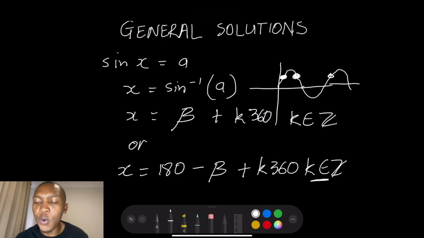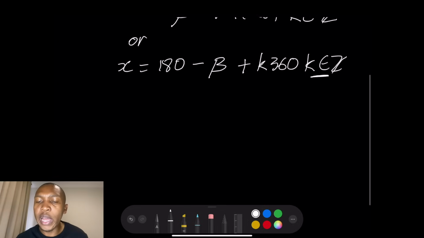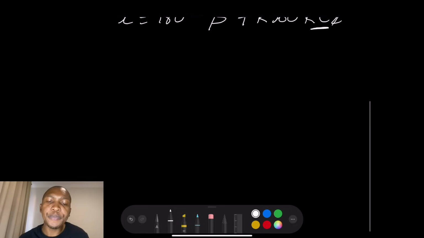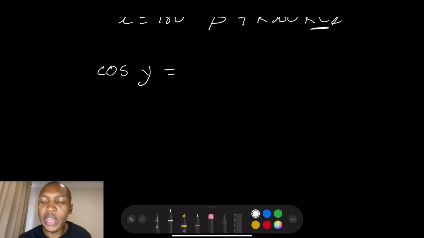So that is how we're always going to look at the reference angle for sine. All right, so I want us to quickly go to the one for cos, because we're going to apply this quite a bit. So suppose that we've got the cos of y being equal to some value. Let's say that is equal to a value b.